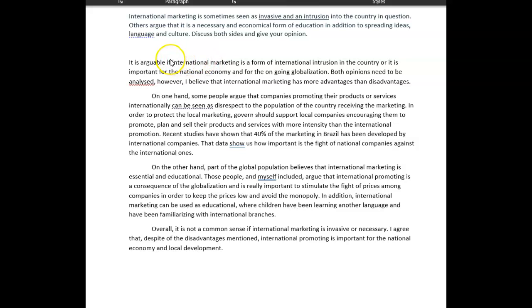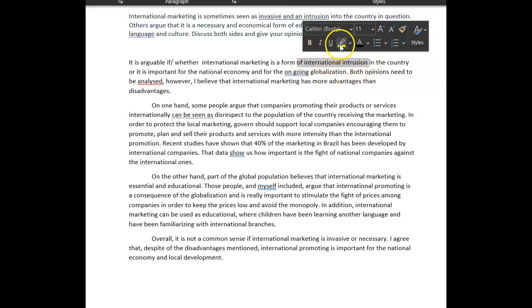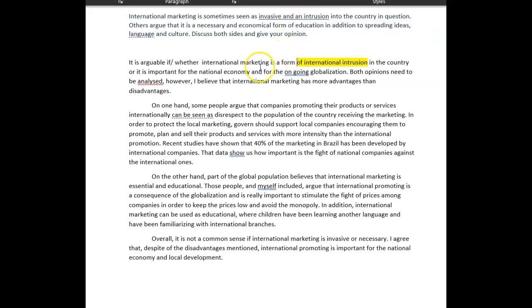So it's arguable if, here you should have actually whether. They're kind of similar, but whether is more academic. International marketing is a form of international intrusion, or it's important to the national economy and ongoing globalization. Okay, I like that. I don't like that because it's a little bit too repetitive. Be careful not to repeat the question. International marketing, you need to show me here that you mean this, advertising.